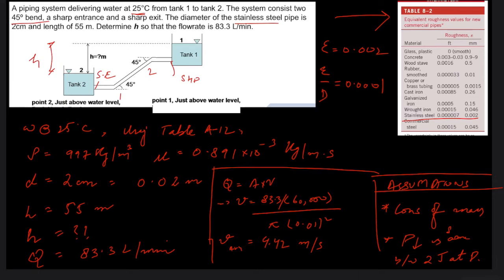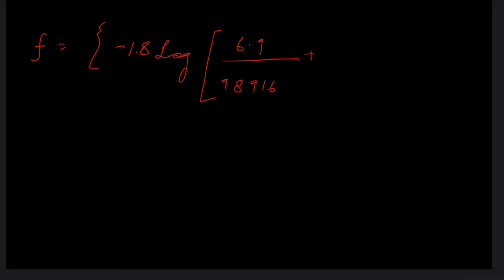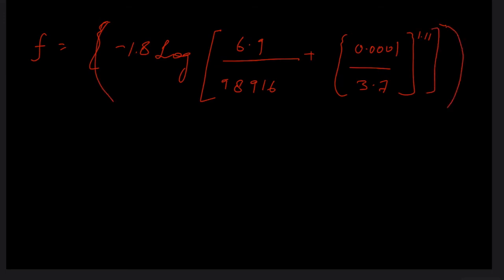Now I need to apply the Colebrook equation. The friction factor f is equal to minus 1.8 log of 6.9 divided by the Reynolds number, which is 98916, plus the ratio E over D, which was 0.0001, divided by 3.7, to the power 1.11, and this whole system is to the power minus 2. Calculating, the friction factor comes out to be 0.018.